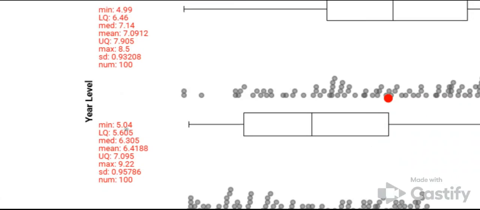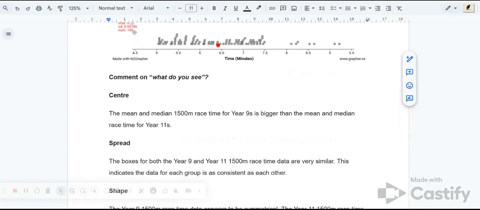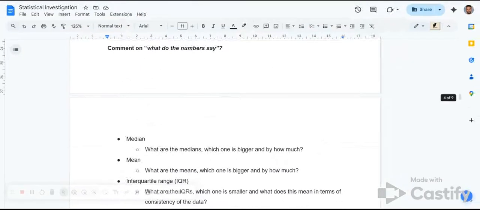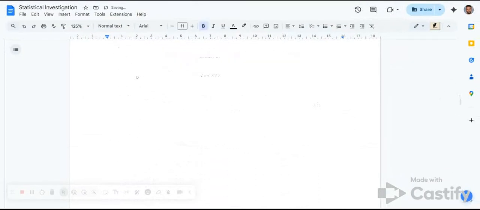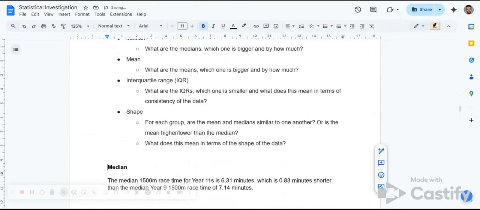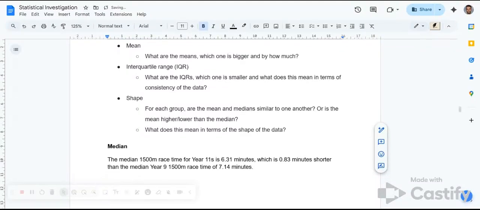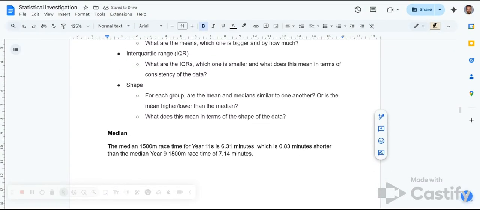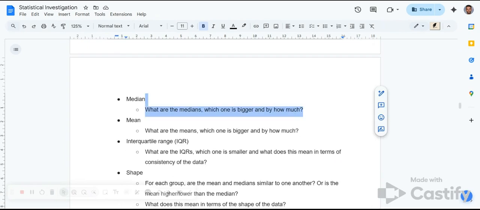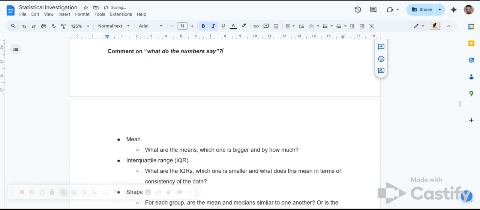Here's the median for the Year 11s. Here's the median for the Year 9s. And I can write that in a sentence where I need to say which one is bigger and by how much. So that sentence can look something like this. The median 1500 meter race time for Year 11s is 6.31 minutes, which is 0.83 minutes shorter than the median Year 9 1500 meter race time of 7.14 minutes. So that's the medians talked about now.